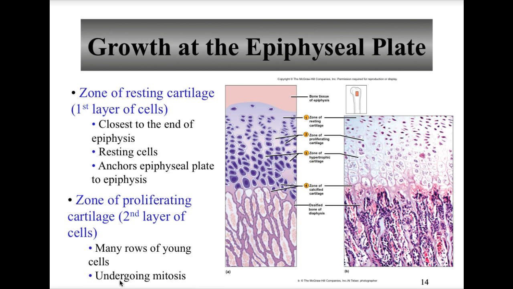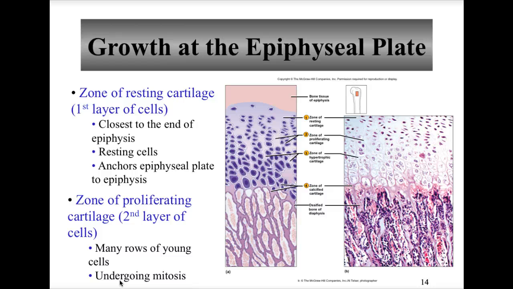We also looked at growth at the epiphyseal plate. There are several zones. We said there's the zone of resting cartilage. That's the first layer of cells, closest to the end of the epiphysis. These are considered resting cells, and they anchor the epiphyseal plate to the epiphysis.